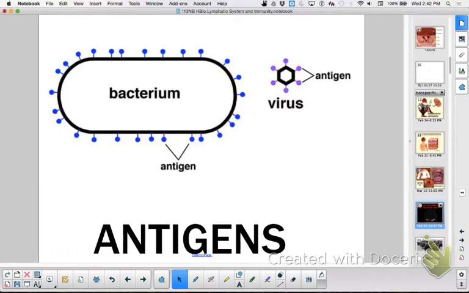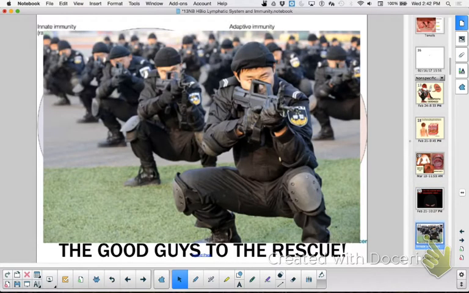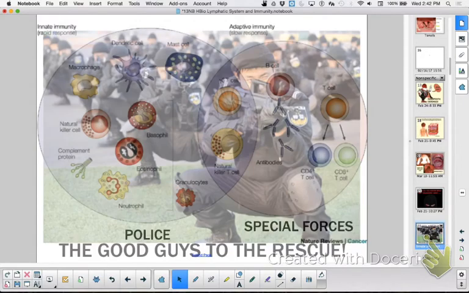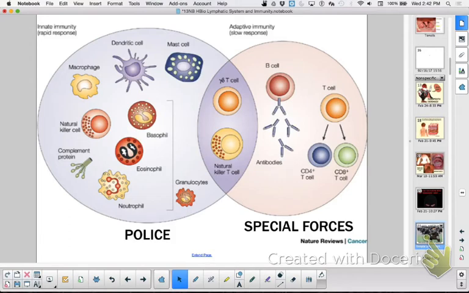So who do we call if we need to take care of them? We need to bring in some forces. Now, your general police force are all of these guys. This is part of your innate immune response. Everybody's born with it. It never changes. It has the same consistency. It always throws bombs if it needs to. It eats things that are foreign.